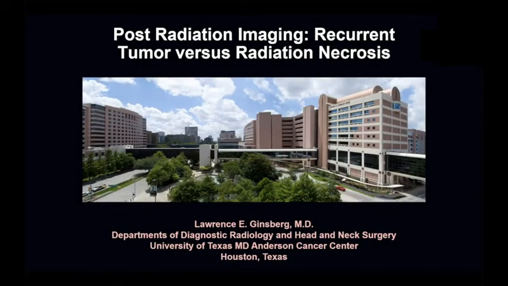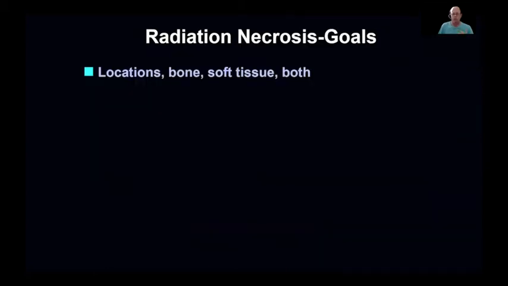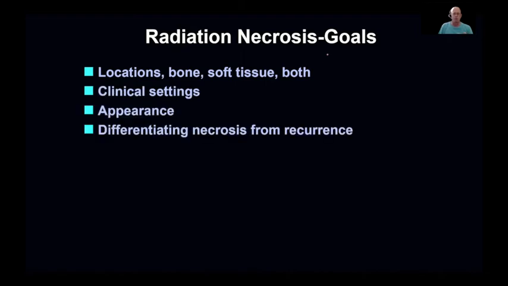I'd like to thank Dr. Schmalfus and the ASHNR program committee for including me. So I will be talking about radiation necrosis, locations, bony versus soft tissue, often both, some of the clinical settings, and of course the radiologic appearance, and a little bit on differentiating necrosis from recurrence, which can be tricky. And then I'm going to talk about the GFP, which, if you remember from last year, is a special treat. It's not really a special treat.